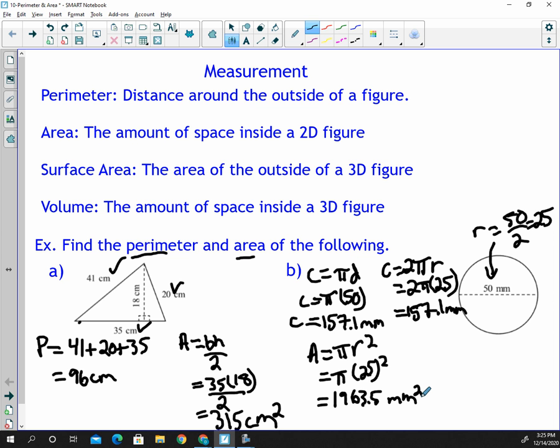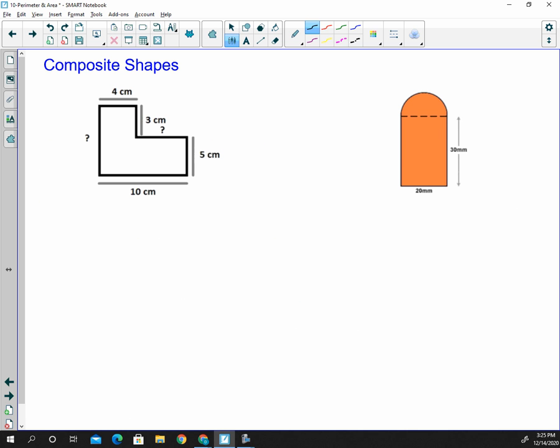All right, so those are some basic shapes. I know that this is primarily review, but I just wanted to go over it and refresh your memories, because we're going to start to look at some composite shapes now. By composite shapes, I mean shapes that are made up of other shapes. We'll call this example A. The first thing you might notice is that we're missing a few measurements.